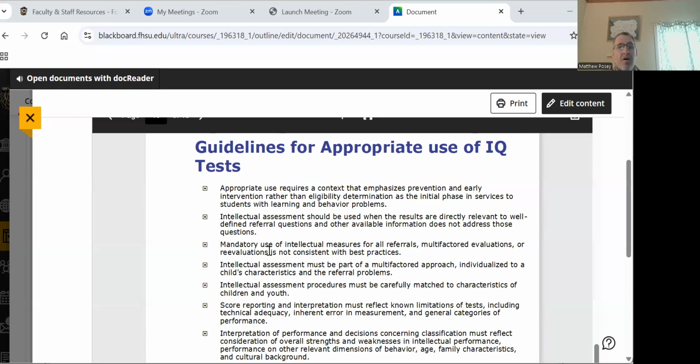Mandatory use, so automatically using an IQ measure or intellectual measure for any referral or multi-factor evaluation or reevaluation is not really consistent with best practices. Oftentimes it's not necessary to seek out an IQ score test. Other times it is, depending on what the situation might be.